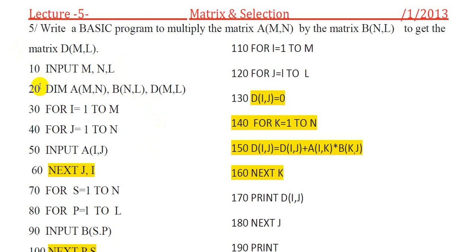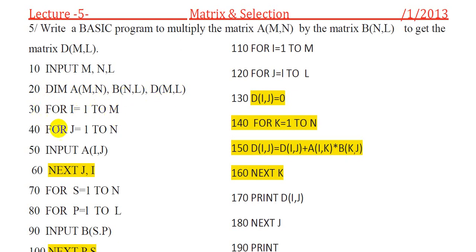10 input M and L here, and N, which will be repeated in this case as N itself, as you can see. So we're just going to use a DIM statement here because we have an array system to deal with. 20 DIM AMN, BNL, and DML.